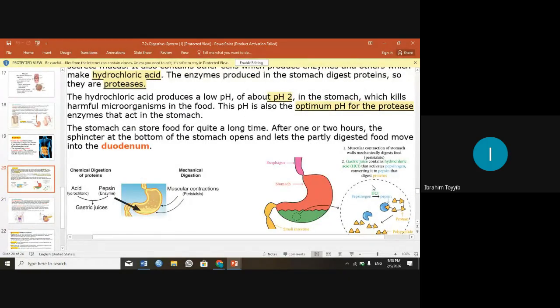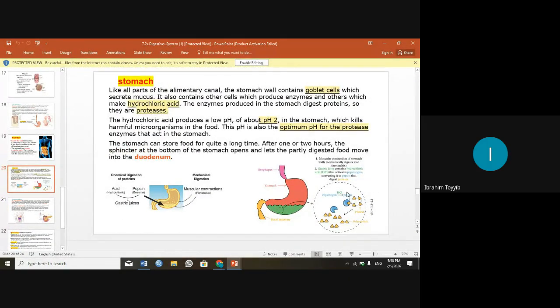Let's cut it very well. So it is that pepsin that will digest what? Protein.